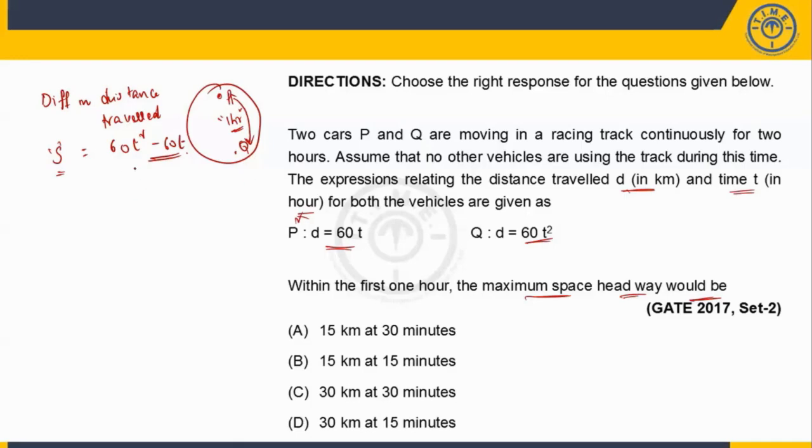For space to be maximum, when is this space going to be maximum? ds by dt equal to 0. Very good. For s to be maximum, ds by dt equal to 0. Now, d by dt of 60t square minus 60t is 60 into 2t, 120t minus 60.